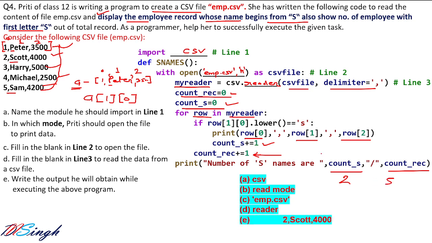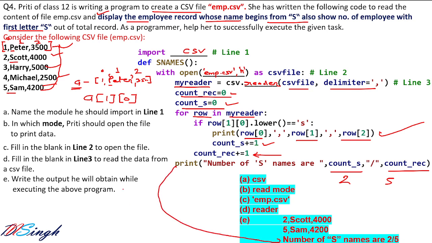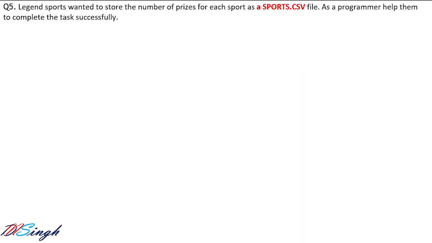Let us see the output for this one. These are the two records that are going to be printed due to that print statement. And then the last print statement will produce: number of S names are 2 by 5. So this is due to the last print statement. Okay, so I hope you understood the question. Let us move to the next question.